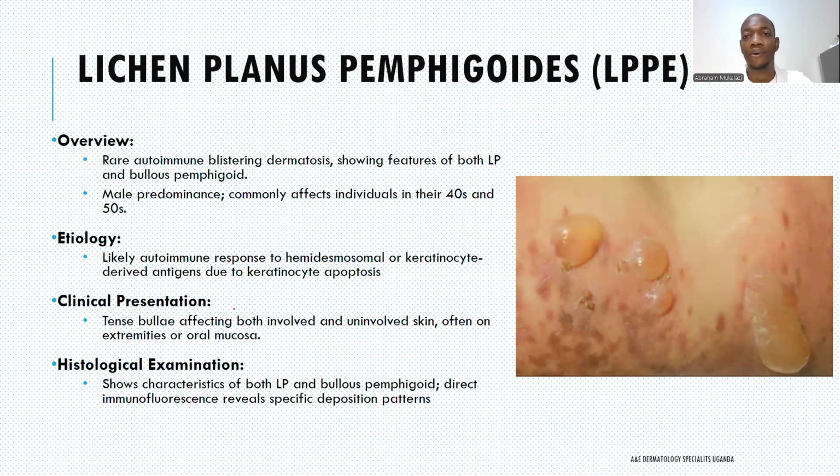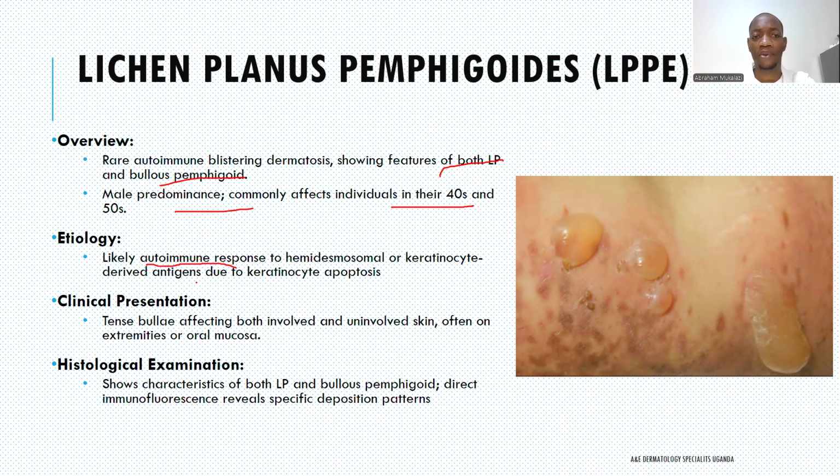Then lichen planus pemphigoides. Now this is a little bit different from bullous lichen planus. Lichen planus pemphigoides is also a little bit rare, and it's an autoimmune blistering condition which shows features of both lichen planus and bullous pemphigoid, with a male predominance, commonly affecting individuals in their 40s to 50s.